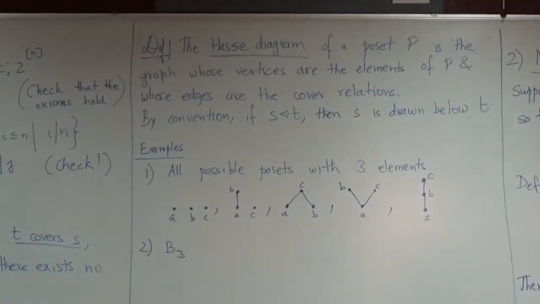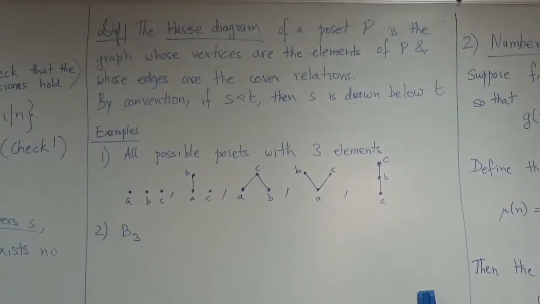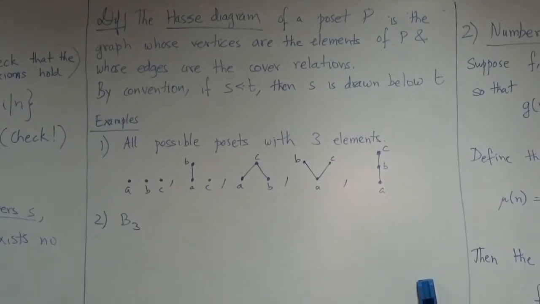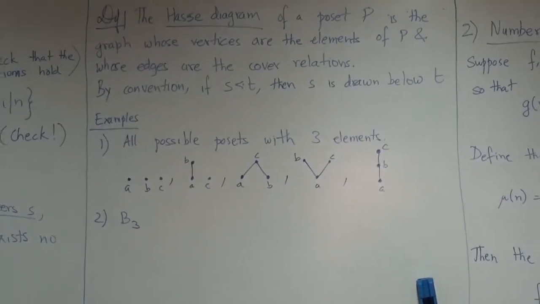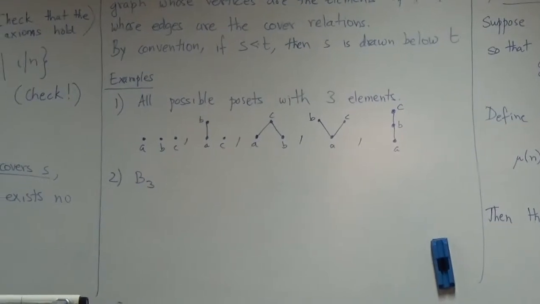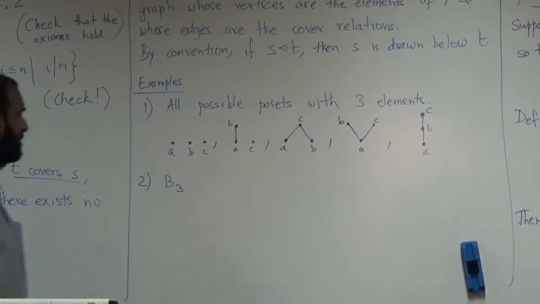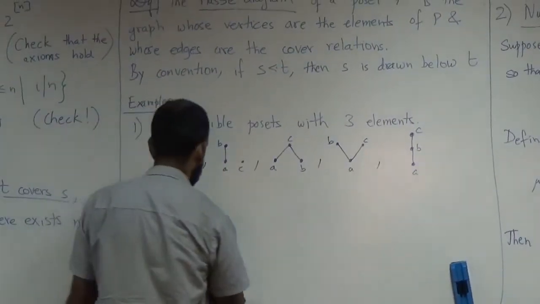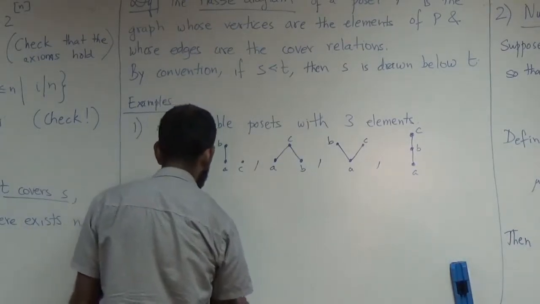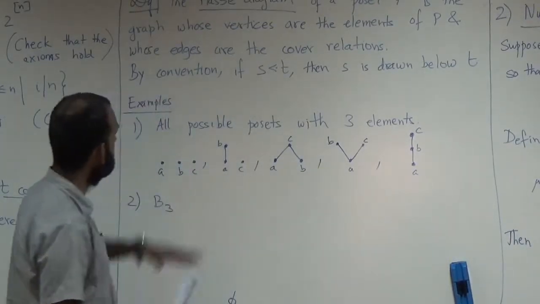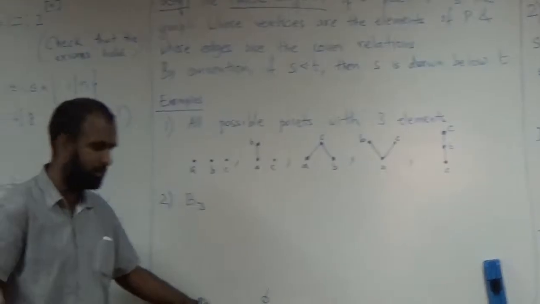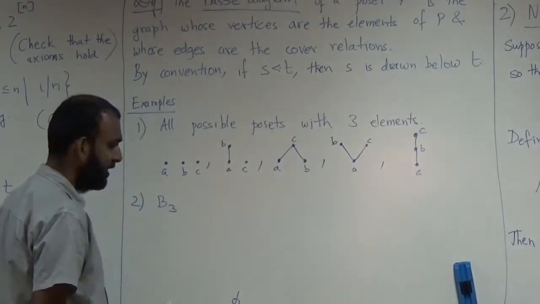Okay. So what is the smallest element of B3? Well, it's the set which cannot be contained in any other set, right? What is that set? Well, that's the empty set. So for B3, remember the smaller elements are drawn below, so I'll start from here. At the bottom we have the empty set.